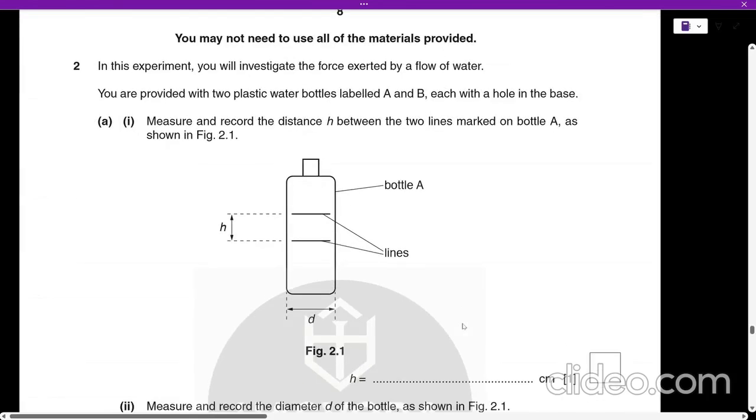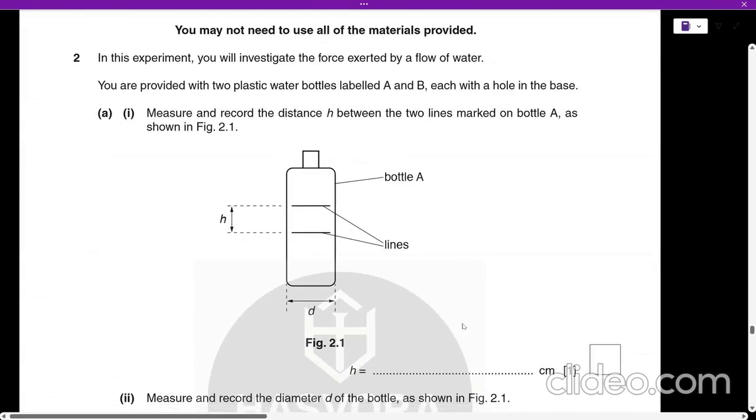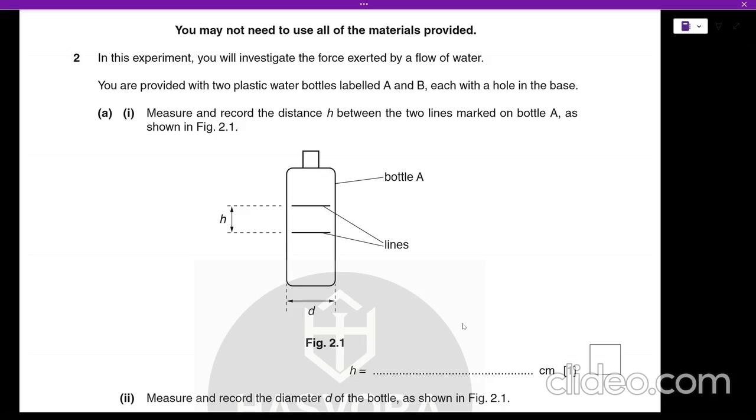Now let's move to the last predicted question, which is about a water bottle. I'll be solving this question with you. In this experiment, you will investigate the force exerted by the flow of water. You are provided with two plastic water bottles labeled A and B, each with a hole in the base. Measure and record the distance h between the two lines marked on bottle A as shown in figure 2.1. So we are going to measure the distance h between the two marks that they are already providing us. Let's just assume it was 2.6 centimeters.